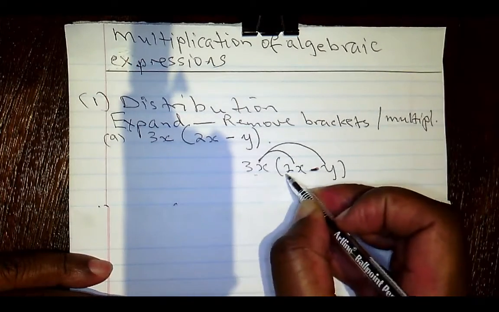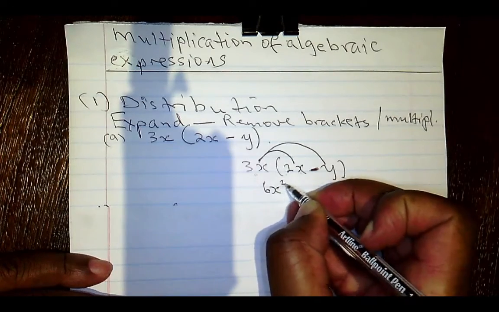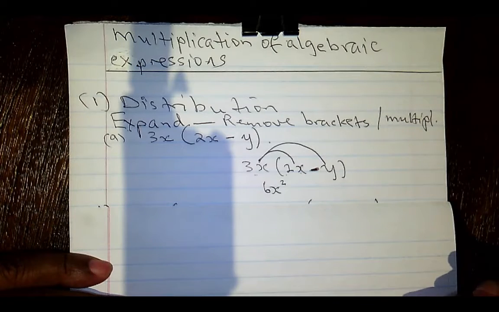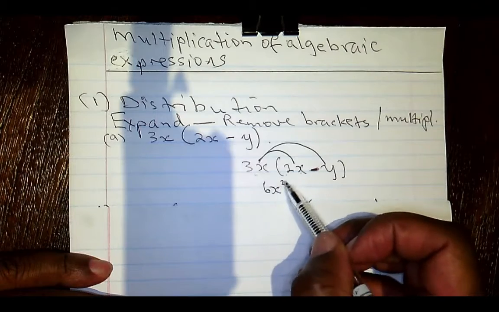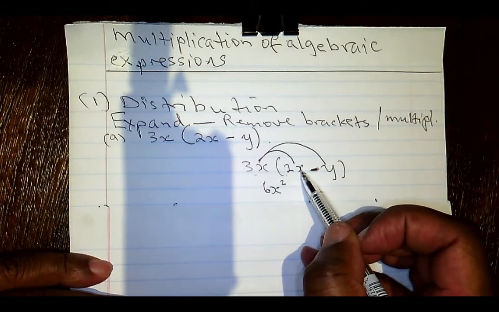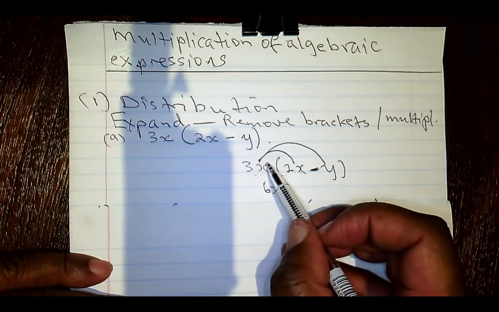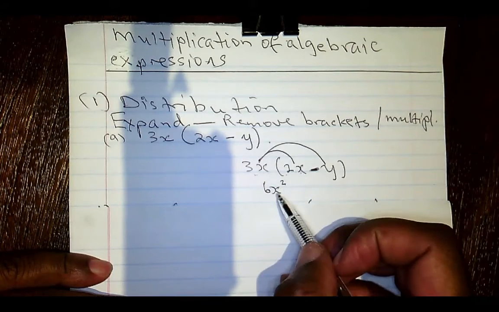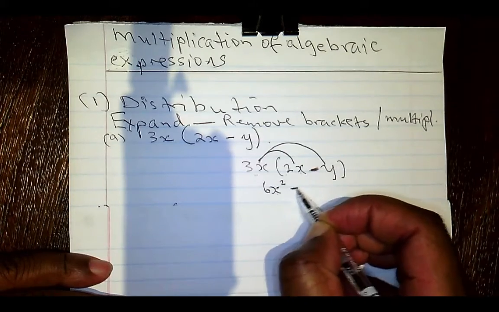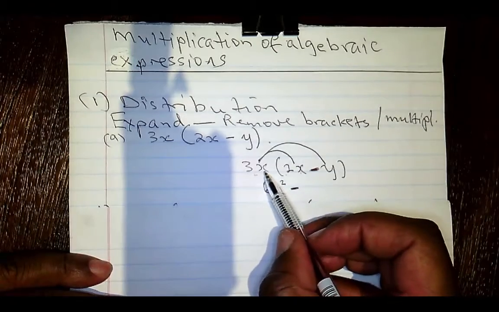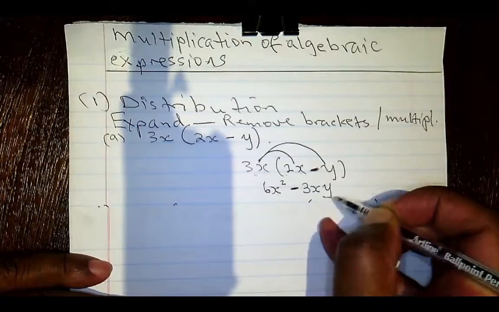So 3x multiplied by 2x will then give you 6x squared. I'm going to assume that you still remember your exponential laws. You know where the x to the power of 2 is coming from. X multiplied by x means x squared. Remember, you keep your base and you add the exponents. So this is 6x squared. Then there's a minus sign there, so you can just put it down for now. And then 3x should be multiplied by y, and that will give us 3xy.